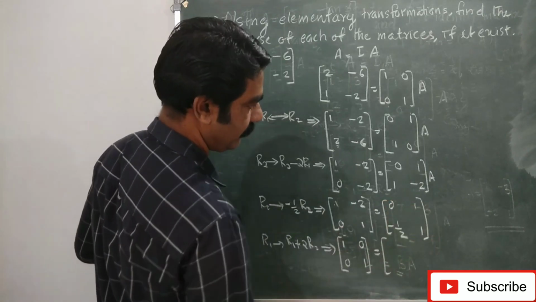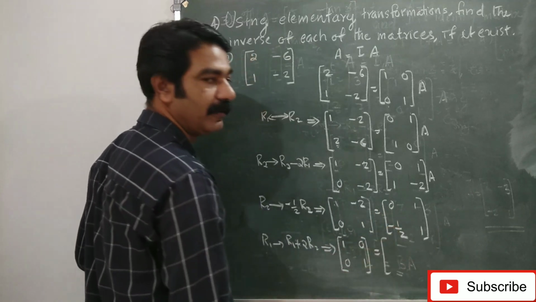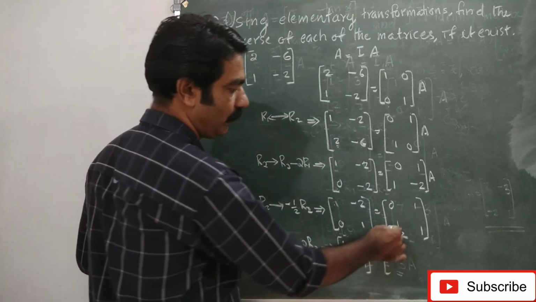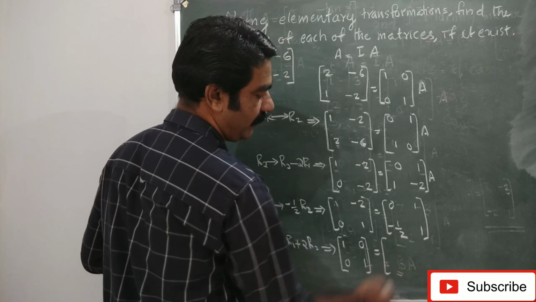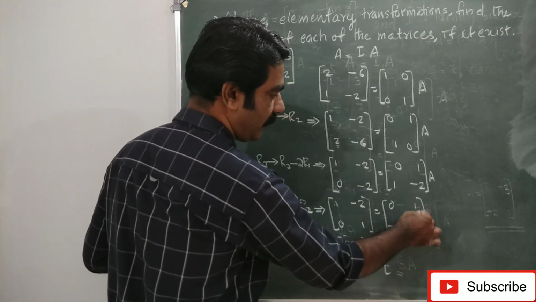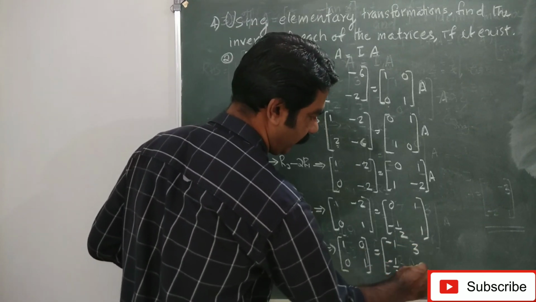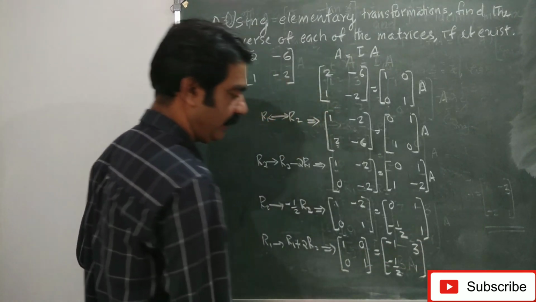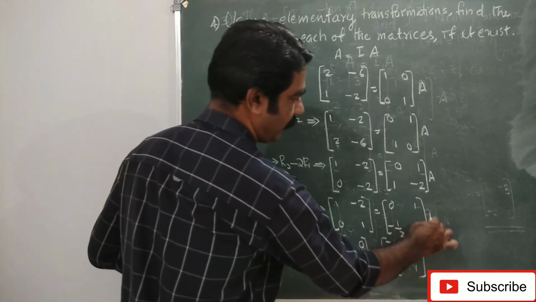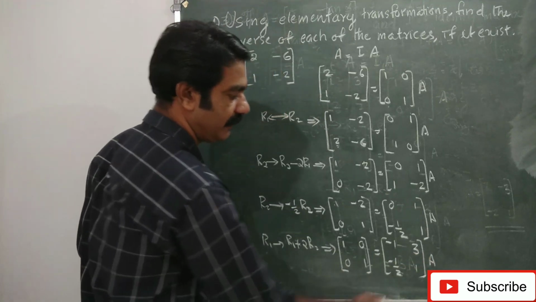0 plus 2 into minus half. So what is 2 into minus half? It becomes minus 1. When you add here, minus 1. So 1 plus 2 into 1 becomes 3. Here minus half, and here it is 1. See, this is I is equal to, here all A is there. So I is equal to B into A. So this is the answer.